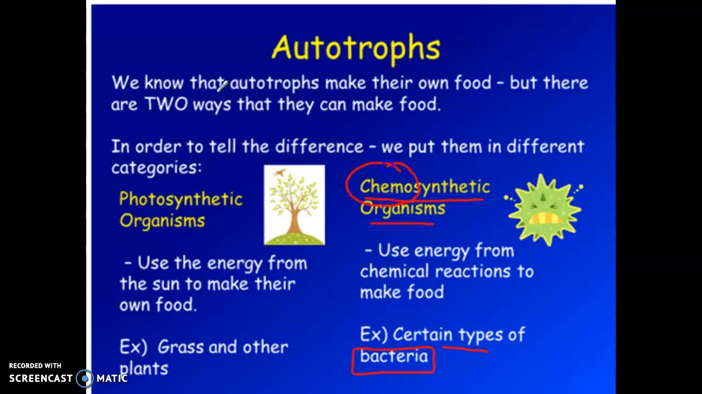Think of chemo as chemicals, right? So it does a chemical reaction to make its own food. Most autotrophs fall under the other category, photosynthetic organisms, meaning organisms that do photosynthesis in order to make their own food. Next week, we'll look at photosynthesis a little bit more in depth. But essentially, photosynthesis is a process that only plants or green producers can do, and they take sunlight, water, and carbon dioxide from the air, and they produce their own food.